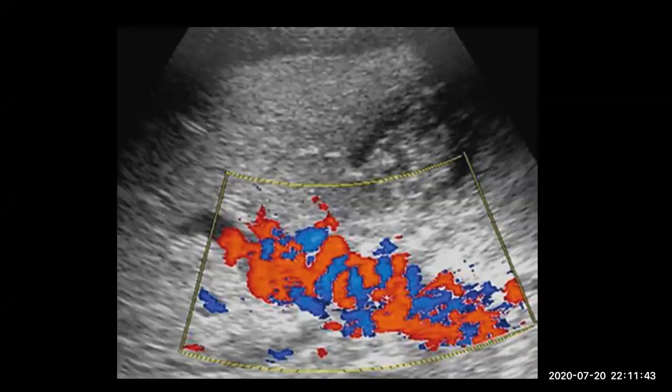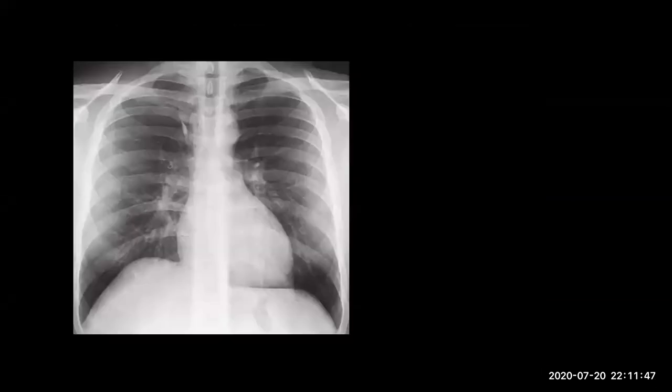Okay, move to the next case. What is the next case? Simple. Azygous lobe fissure. This is azygous fissure.